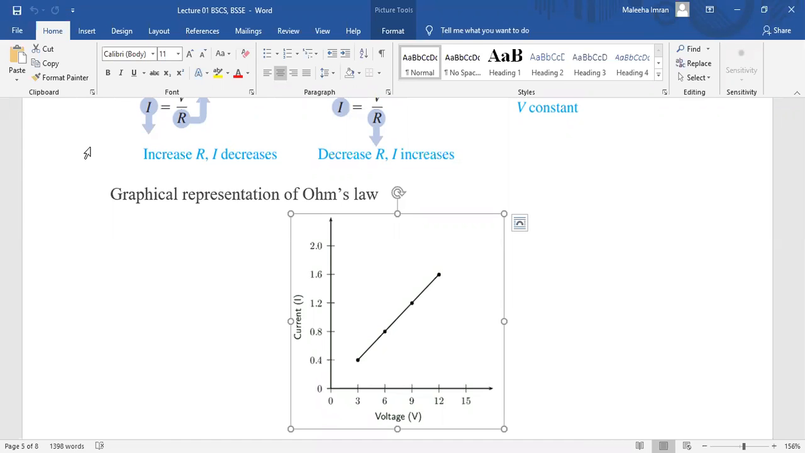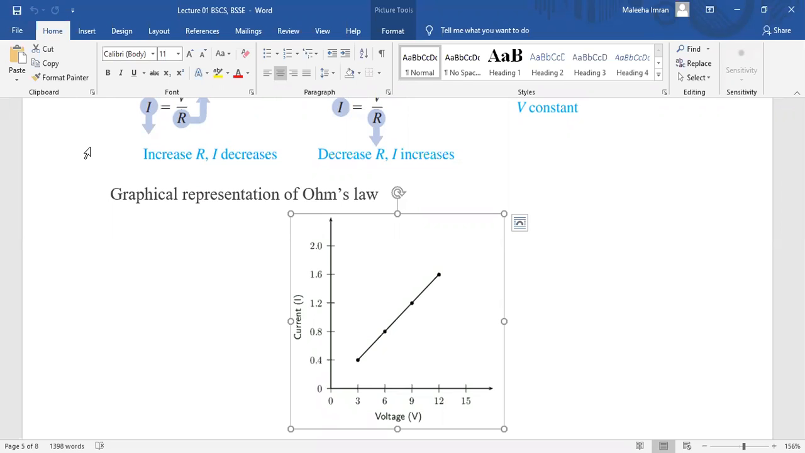The straight line represents that the wire or the resistor in which the current is flowing is a linear resistance, because the shape of the line is linear. Another thing, we can determine the resistance of the wire from this graph. Resistance can be determined by taking the slope of the line. And what is meant by the slope? Slope is defined as the variation along the y-axis to the variation along the x-axis.